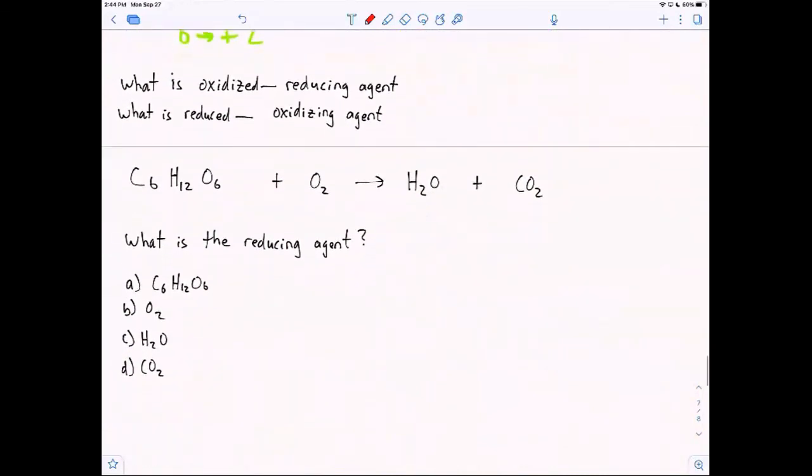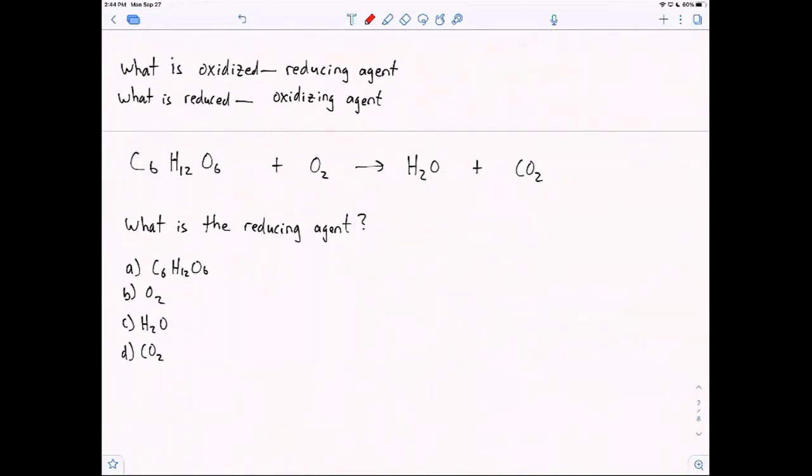So students do have a hard time with that, but let me see if you can see this. Glucose plus oxygen makes water and carbon dioxide. What is the reducing agent? The last topic. How many think A, glucose? How many think B, oxygen? Done. Okay, so one person goes for oxygen.